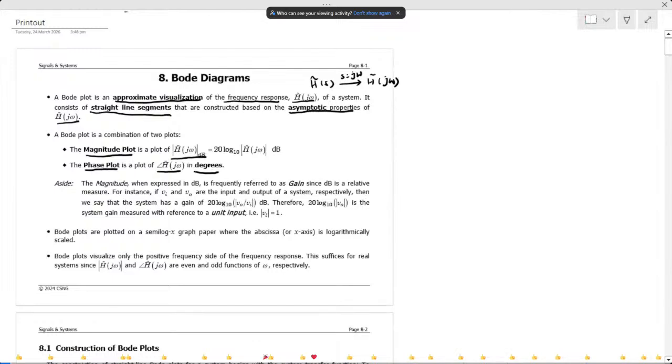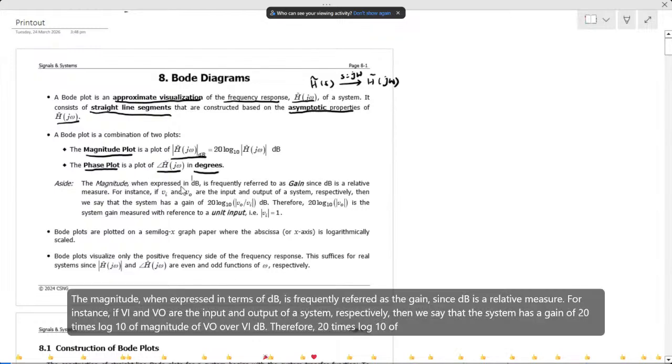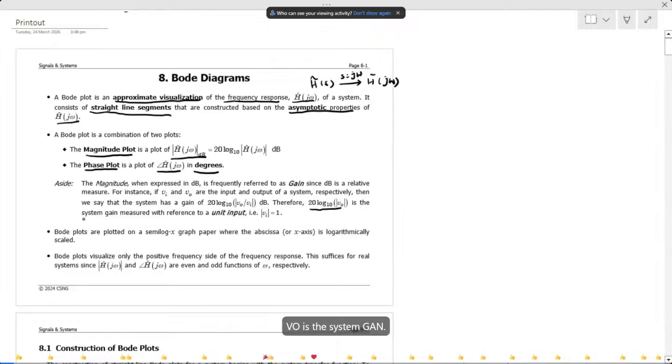The magnitude, when expressed in terms of dB, is frequently referred to as the gain, since dB is a relative measure. For instance, if Vi and Vo are the input and output of a system, respectively, then we say that the system has a gain of 20 times log 10 of the magnitude of Vo over Vi dB. Therefore, 20 times log 10 of Vo is the system gain measured with reference to a unit input, which means the magnitude of Vi is equal to 1.